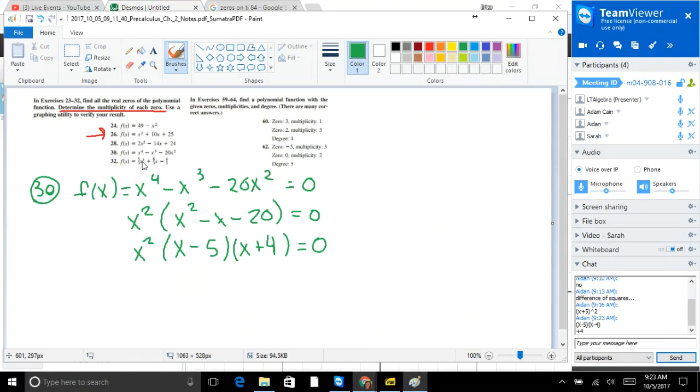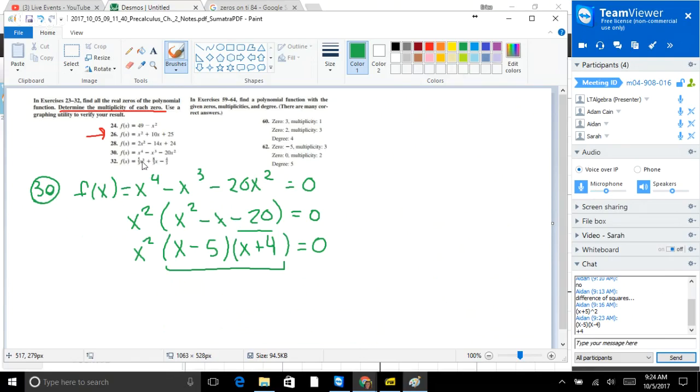All right, so we have x squared times x minus 5 times the quantity of x plus 4. And so if we FOIL these back together, we will end up with this quadratic. So that checks out. If you remember FOIL, x squared minus 5x plus 4x. That gives us minus x. And then negative 5 times positive 4 gives us negative 20.